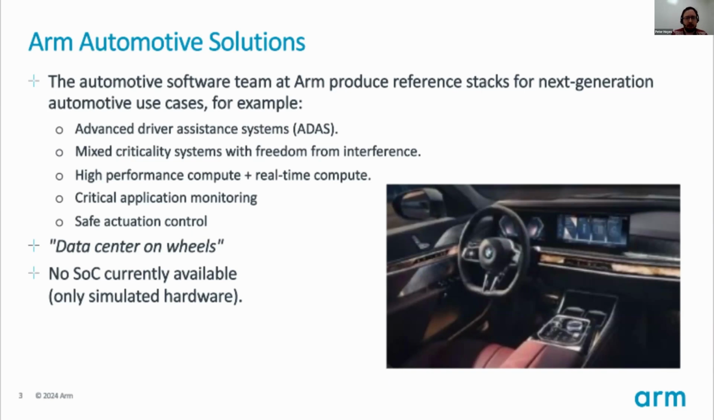And Arm Automotive Solutions is the reference stack that we use to demonstrate various automotive use cases on Arm IP. It's all open source, and I'll post the links at the end of the presentation. On the right, this is a BMW Series 7, and you can see we've got an infotainment dashboard and the central braking system, and the idea is that potentially in the future, these could run on the same processing element with sufficient freedom from interference. We're not there yet, but that's the sort of idea that we're talking about here.